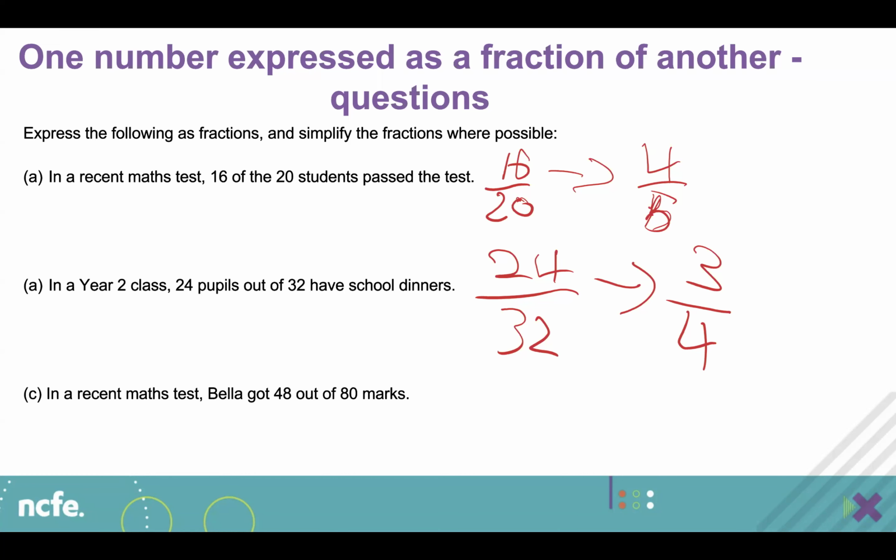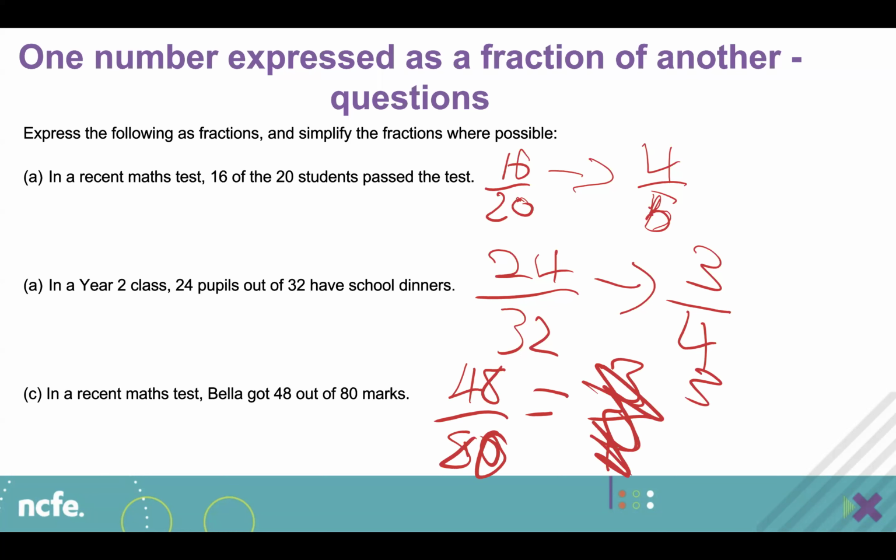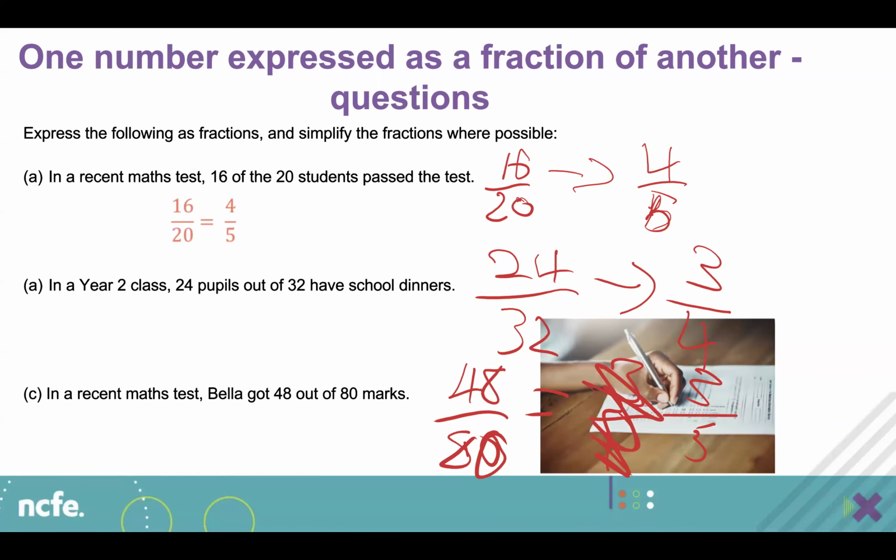In a written maths test, Bella got 48 out of 80 marks. We know that 16 can divide both of these numbers, so it would be 3 over 5. Right, cross that out. 3 over 5. Yeah, so that is correct.